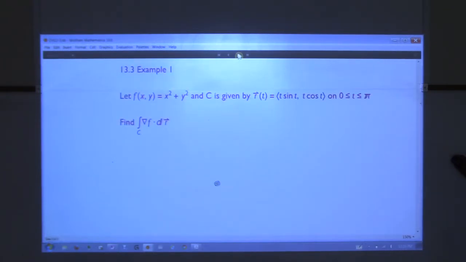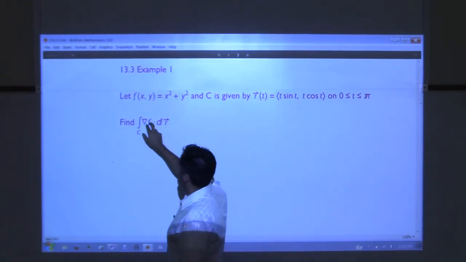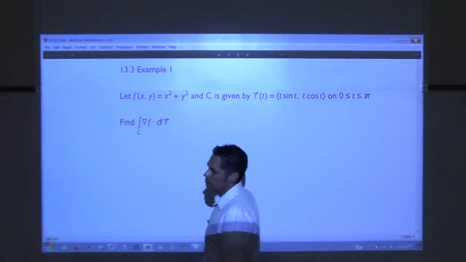All right. This should be, well, we'll get through this one. So here's a scalar function, right? That's a scalar function, x squared plus y squared. And C is given by r of t equals t sine t, t cosine t on the interval 0 to pi. Find the line integral over C of the gradient vector field of f with respect to r, with respect to the curve. That's work, right? That's work.